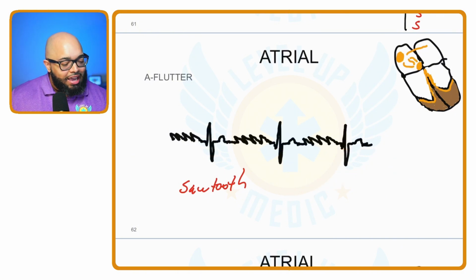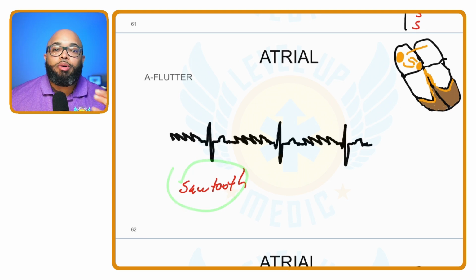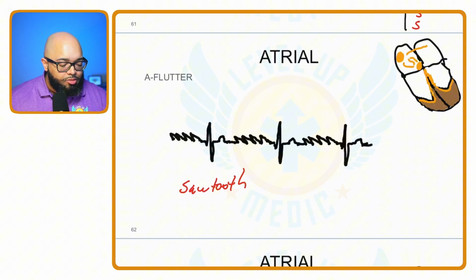But obviously atrial flutter has this sawtooth pattern, but what is it? It's more than just a sawtooth pattern. What causes that? Let's talk about it. We have a pacemaker, for instance, over here. Let's just say here. We have one primary pacemaker that decides it's going to fire.